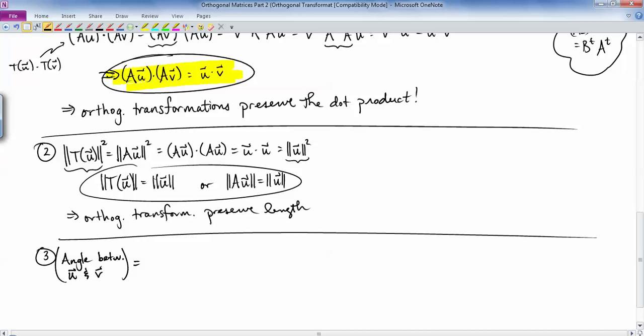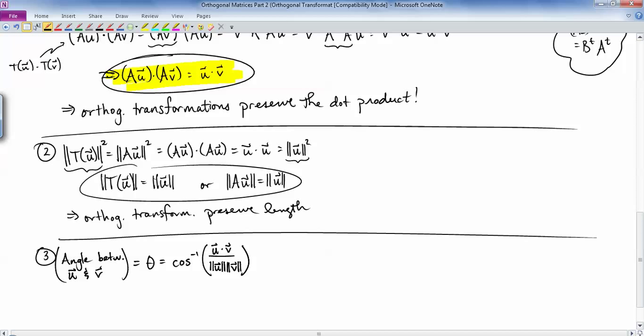So remember the cosine theta rule equals U dot V over magnitude U magnitude V. So the angle theta is really going to be the cos inverse of U dot V over the magnitude of U times the magnitude of V.